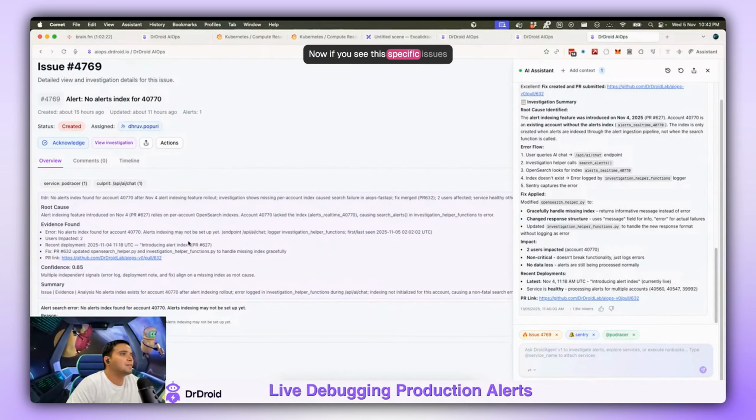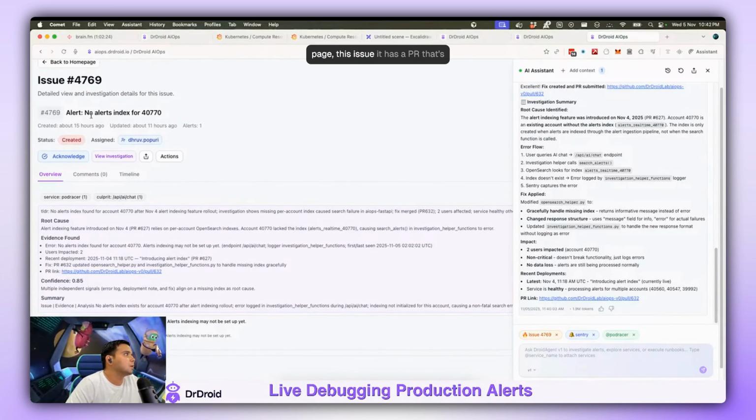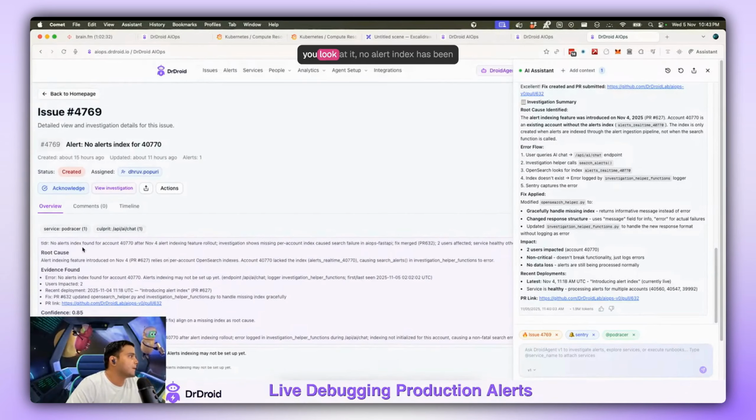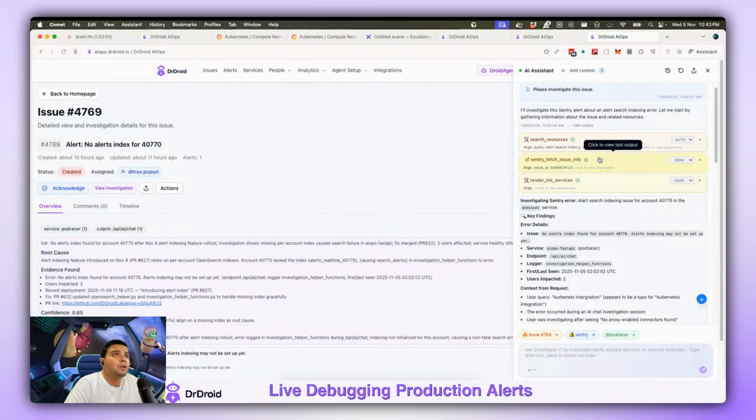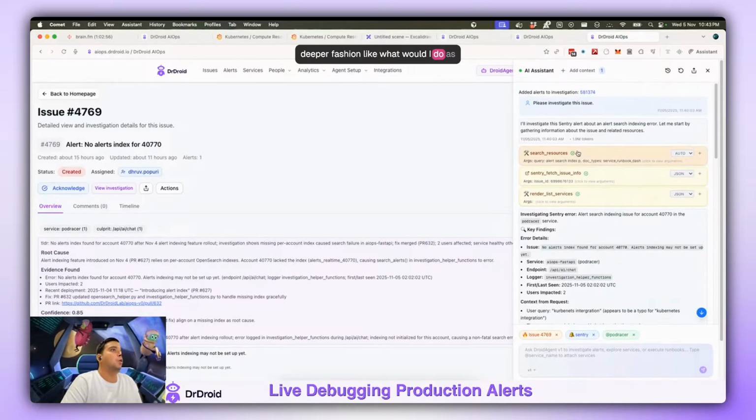Now, if you see this specific issues page, this issue, it has a PR that's raised. If you look at it, no alert index has been found for account this. Now, what has it done here? It understood the error in a much more deeper fashion. Like, what would I do as a human, right?